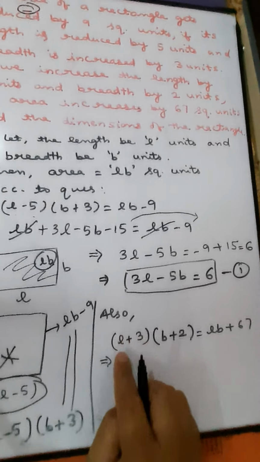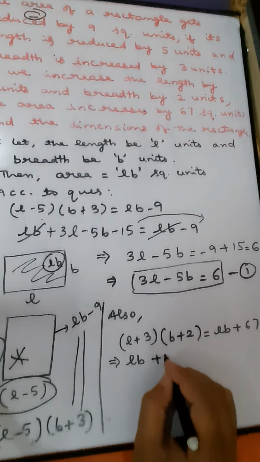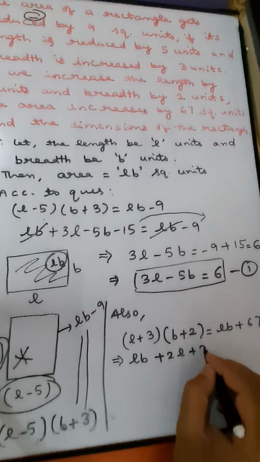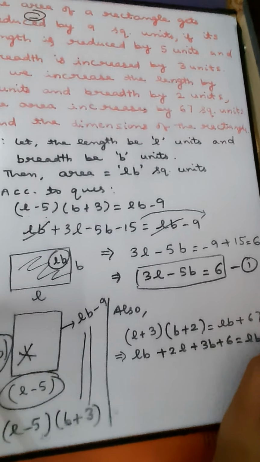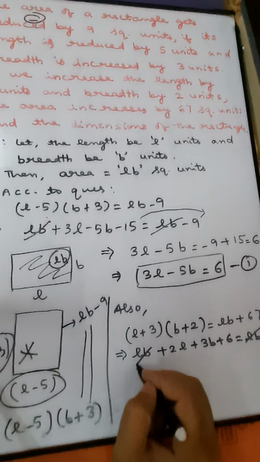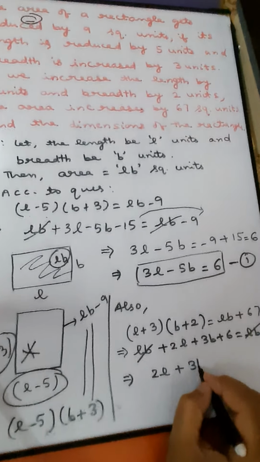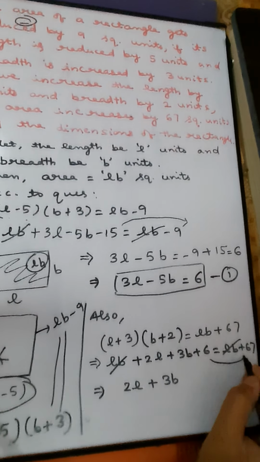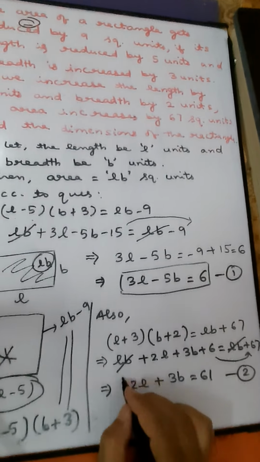Again, let us multiply. L with B gives you LB. L into 2, 2L. 3 into B, 3B. 3 into 2, 6 is equal to LB plus 67. LB and LB cancel. So this gives you 2L plus 3B. 6 you subtract from 67, so it is 61. This is your equation number 2.